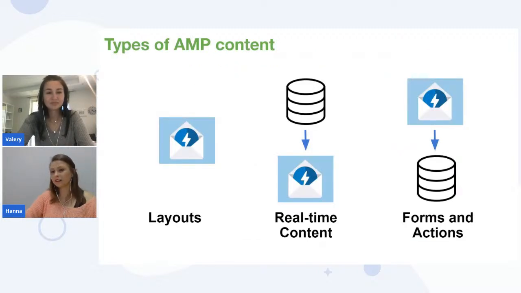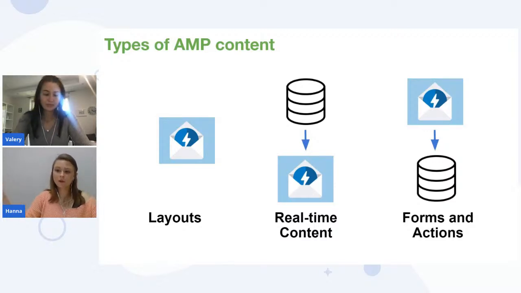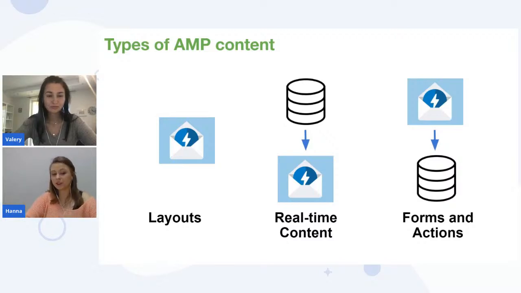Yes, so let's move further and talk about AMP content. There are a couple types of AMP content: layouts, real-time content, and forms and actions. First of all, layouts. Layouts are something that makes our emails pretty, so carousel and accordion, for example. I'm going to show examples further.